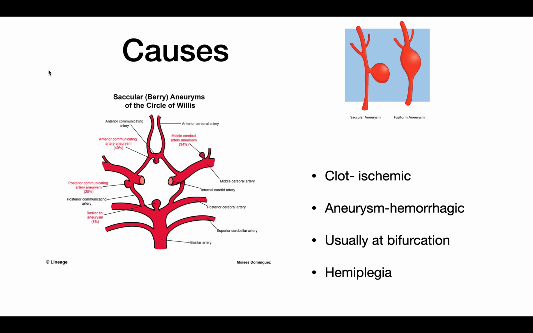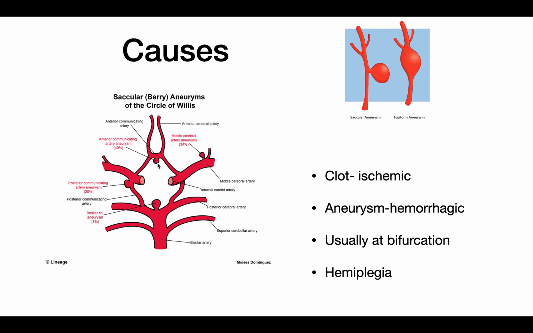And those generally occur at bifurcation, and they are either saccular or fusiform. So the most common berry aneurysm of the circle of Willis is usually the anterior communicating artery, because the walls are very, very thin. This is actually lacking one of the layers of endothelial vessels.